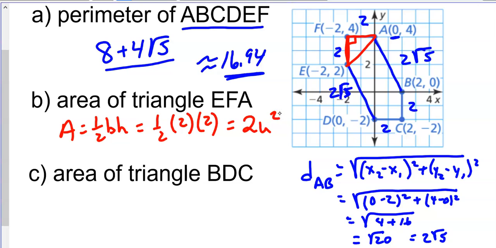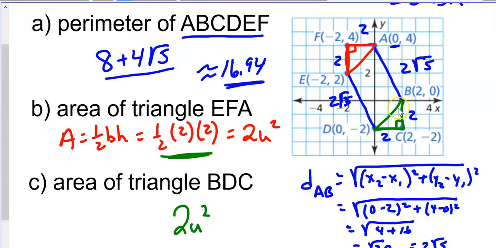Okay. And then we're going to find the area of triangle BDC. Same idea, horizontal and vertical. So these happen to be the exact same that we did up here. So that's also going to be 2 units squared.